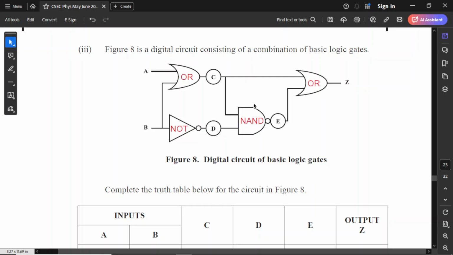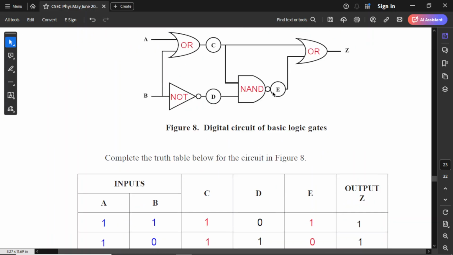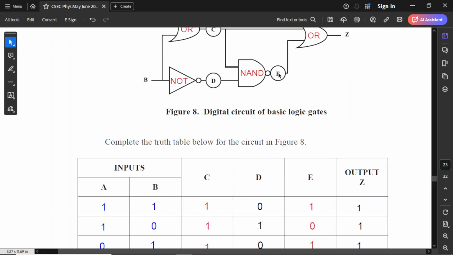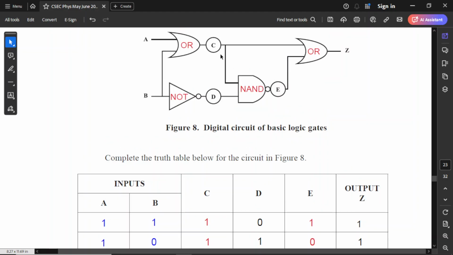All right, and then now we're going to go to E. And for E, this is the NAND gate. This is a good opportunity now for me to explain this. NAND means it's the opposite of AND. Again, E is affected by C and D. So C and D are the two inputs for E, and it is the opposite of AND. So let's look at C and D first. Look at this carefully.